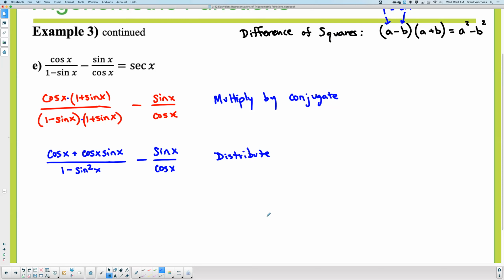So now what can I do? Well, anytime you see a 1 plus or minus a squared, what should you always think of? I told you this earlier. It doesn't matter which trig function. If you see a 1 and a plus or minus a square, you should always think of Pythagorean. Let's figure out what this is equal to.